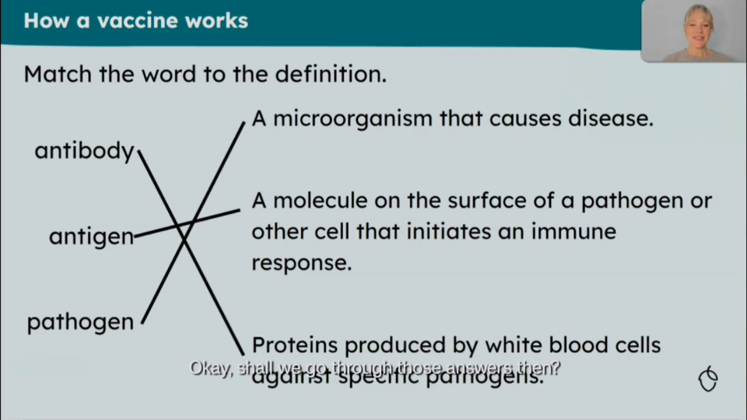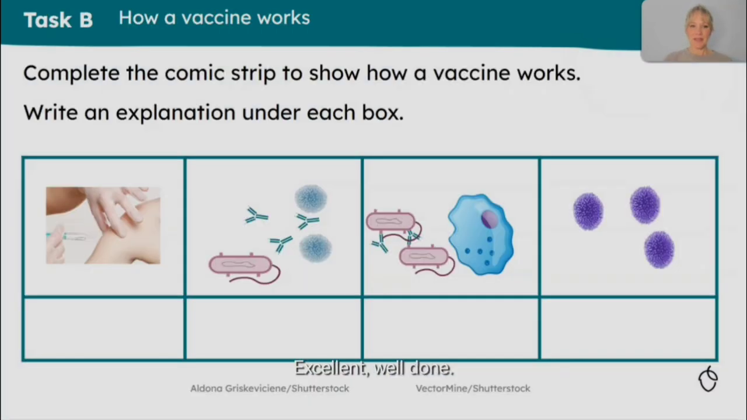Okay, shall we go through those answers then? We've got antibody goes to proteins produced by white blood cells against specific pathogens. Antigen goes to a molecule on the surface of a pathogen or other cell that initiates an immune response. Pathogen, a microorganism that causes disease. Excellent, well done.